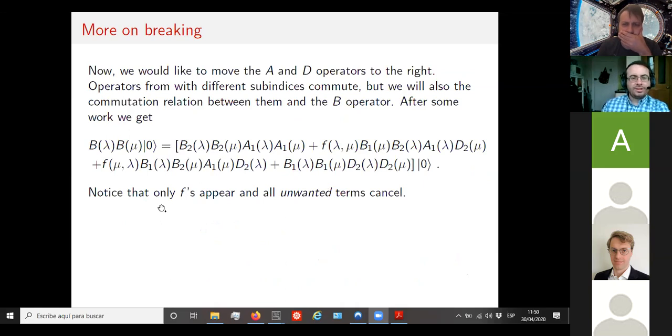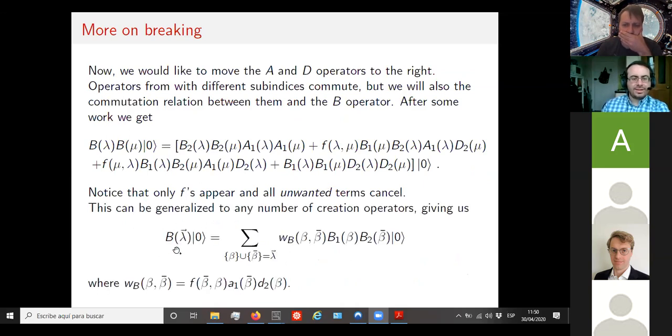And you can generalize it to a general number of B operators. You will have to split this into two sets, beta and beta bar, with empty intersection. And you will get this weight, which accounts for these F's here and the A's and D's coming from these, and some factors of B in the first monomial matrix and some factors in the second monomial matrix.